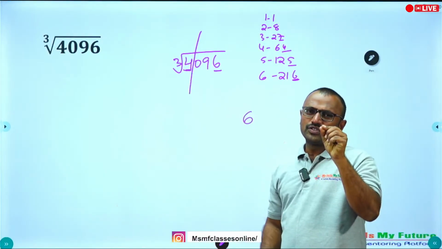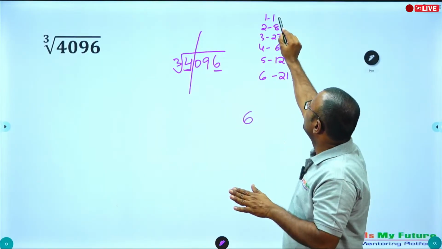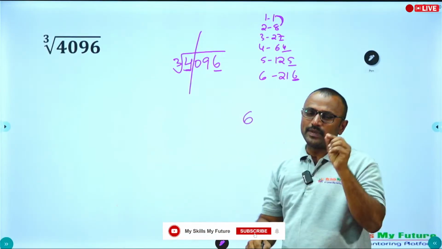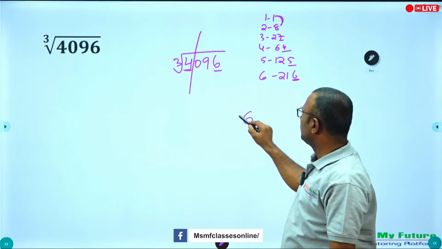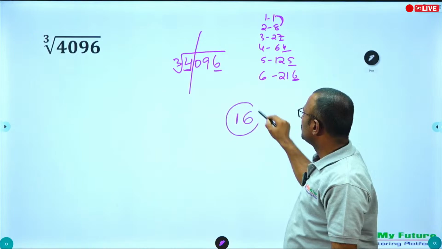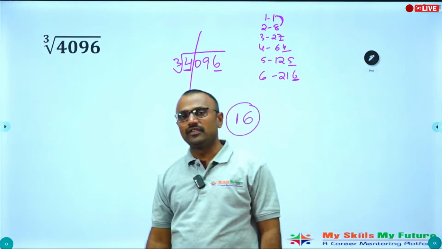And which number is left here? 4. See here, 4 is just after 1 cubed. 4 lies between 1 cubed and 2 cubed. So just write 1 in front of the 6. That gives 16, so 16 is our answer.